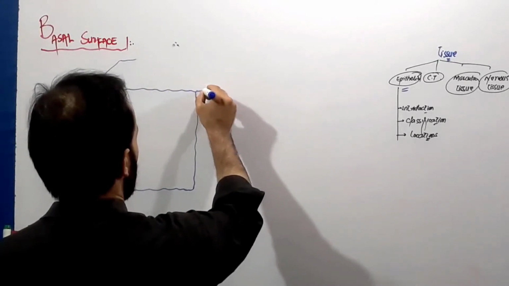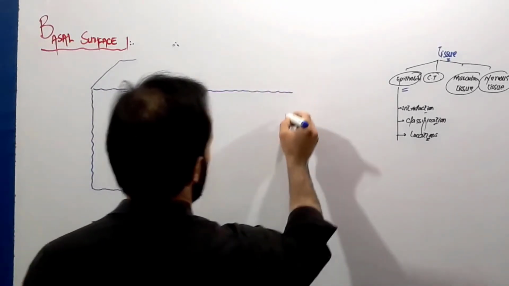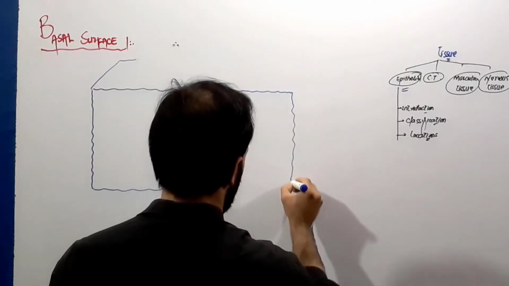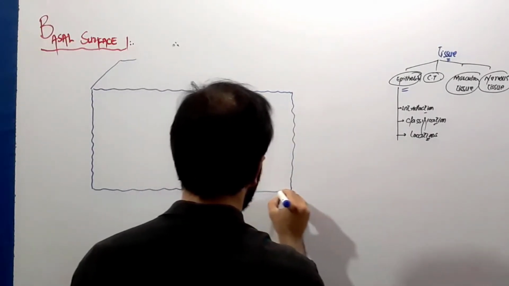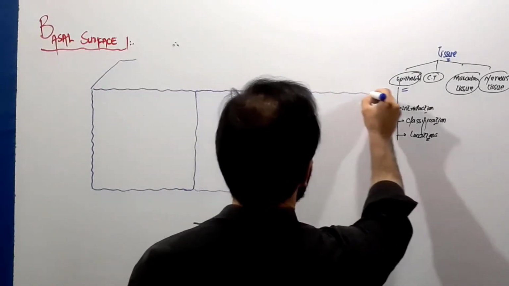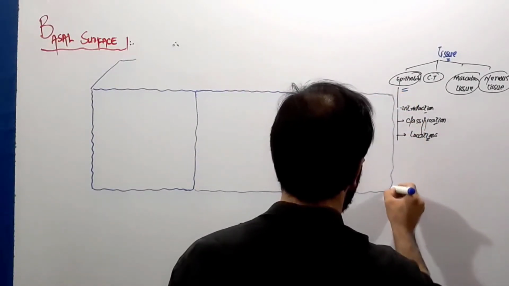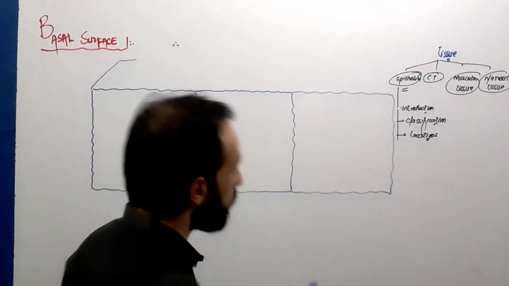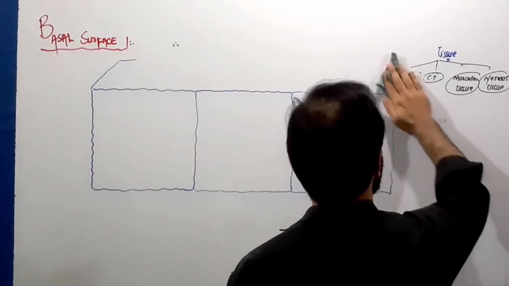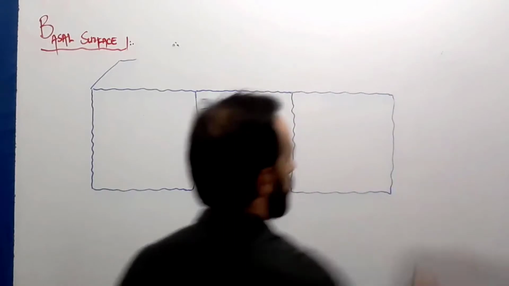So here we have another one. Just consider that these are the epithelial cells, like this, and we will see what the structures are in the basal side of these cells.